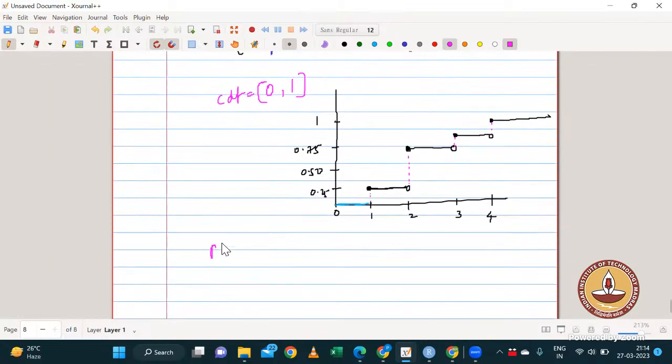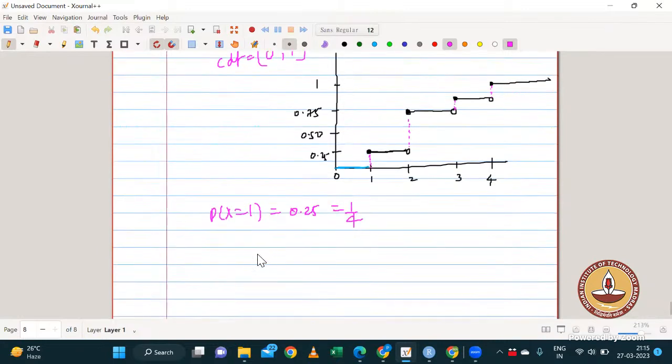Okay, so what is the probability of x equal to 1? This is the jump, correct? This violet line. This is not a line joined here, I am just indicating the jump here. What is the probability of x equal to 1? How much jump is there? 0.25. Yes, sir. So it's 1 by 4.